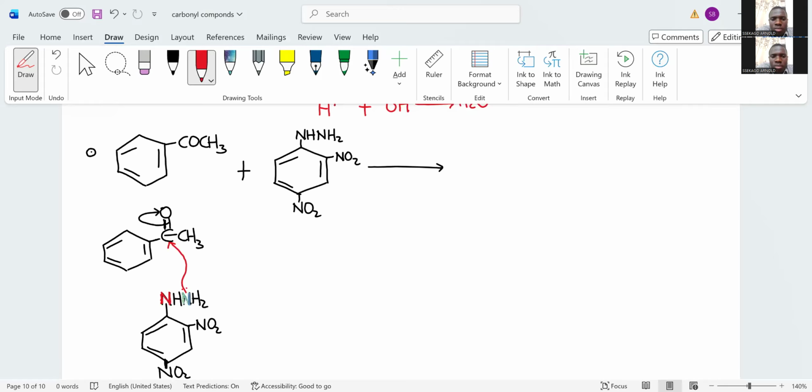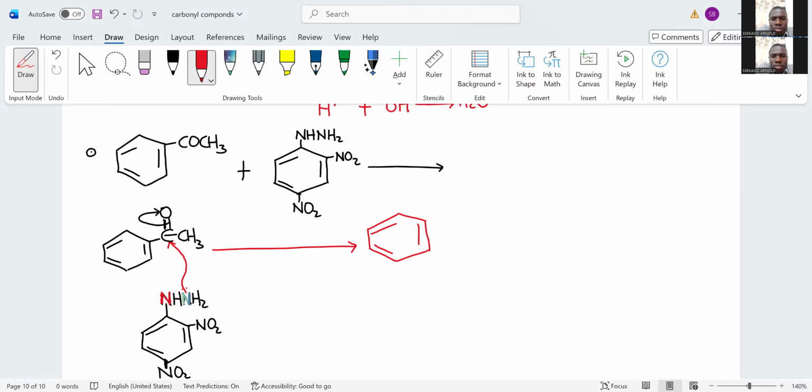So what do we have here? We have our ketone, a bit complex, reasonably manageable.